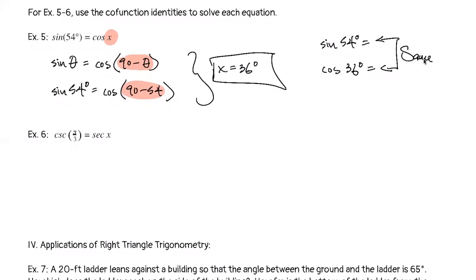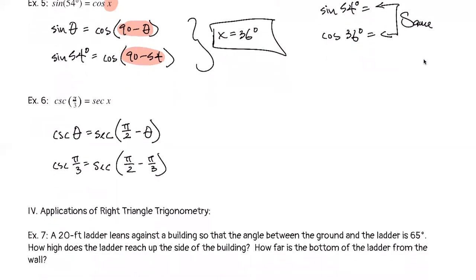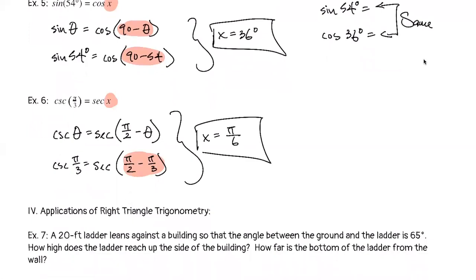All right, let's take a look at exercise number 6. So cosecant of pi over 3 equals secant of x. Well, the cofunction identity says that cosecant of theta equals secant of, this time I'm going to use pi over 2 because I know I have the other side in radian, minus theta. Let's see how that works with the numbers. Cosecant theta equals secant of pi over 2 minus pi over 3. Okay, well, that means that pi over 2 minus pi over 3 is gonna be equal to our x. And so I think when we do some common denominators, we should get pi over 6 as our answer, okay?